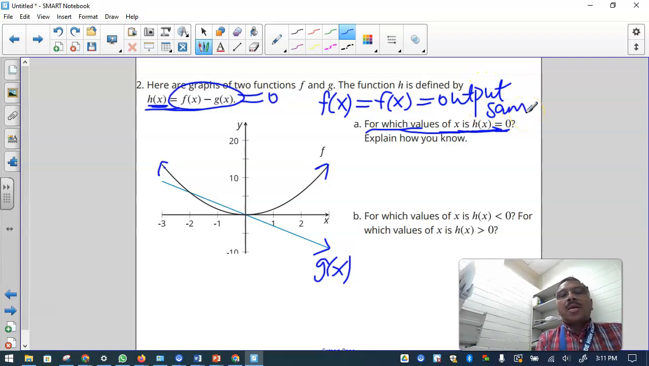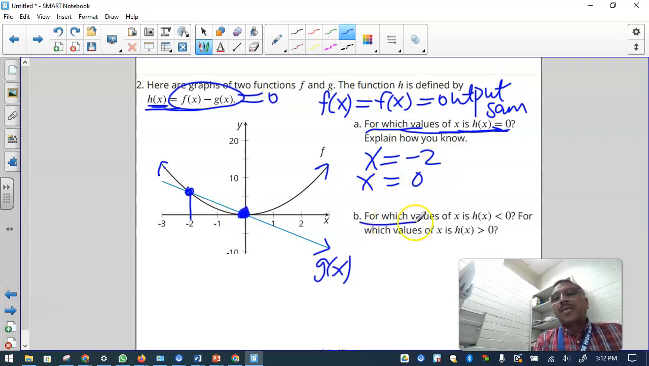And the only way they are is where they cross each other. So this is where they cross each other. These are the 2 points. So you can see the answer to 1 is when x equals minus 2, and also when x equals the other value. These are the 2 places where the graph crosses.